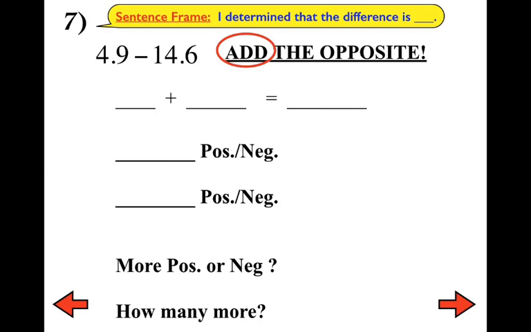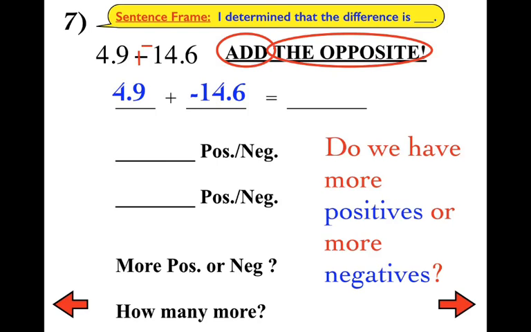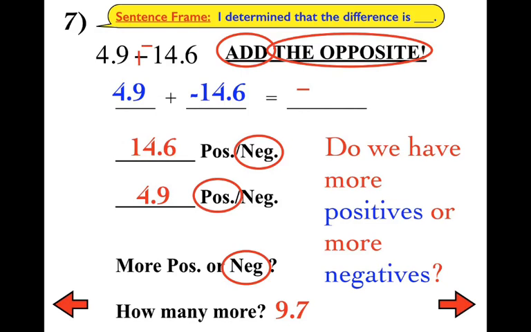Number 7 turns into 4.9 plus negative 14.6 after we add the opposite. So that's what it is as an addition problem. In this problem, we have more negatives than we do positives. In fact, we have 14.6 negatives and only 4.9 positives. Since we have more negatives, the sum or difference is negative. And in fact, we have 9.7 more negatives than positives. So the sum or difference is negative 9.7 or negative 9 7/10.